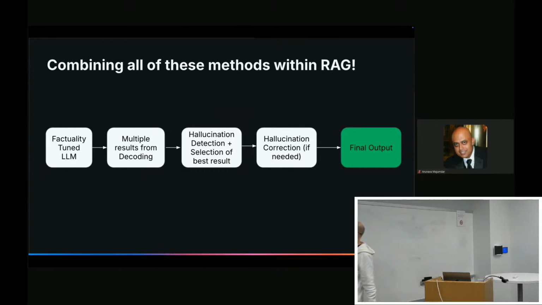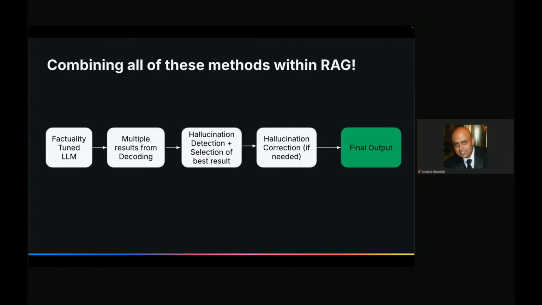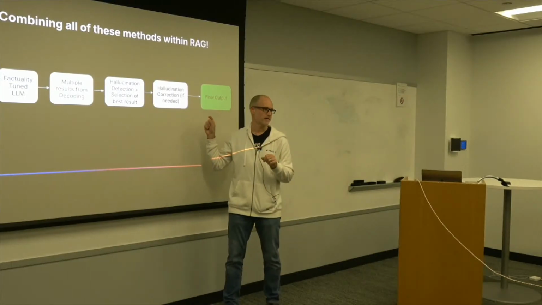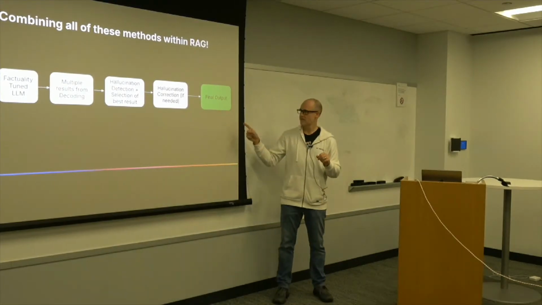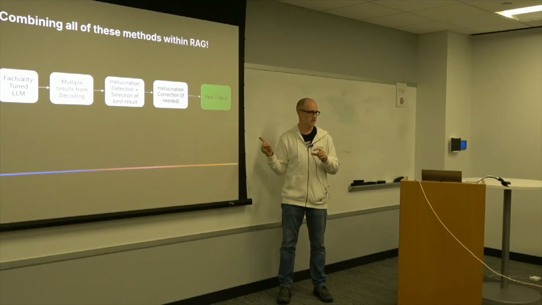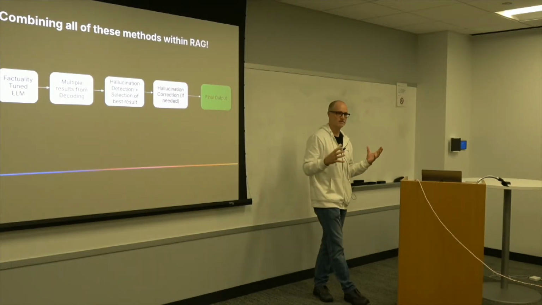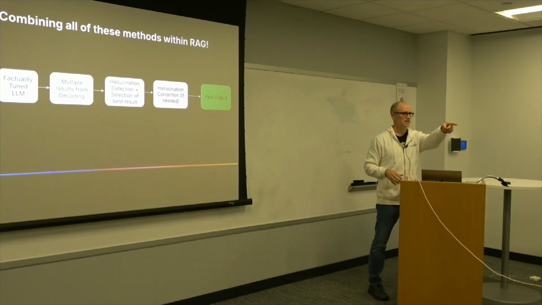So the current state-of-the-art approach here is to make sure your LLM has been tuned and trained for being more factual, and then get multiple results coming out at once, and then use the detection of hallucinations to pick the one that's most faithful to the facts that were given to it. And then if there are still hallucinations, go in and surgically correct them. That's how you can get to maybe not 0% hallucinations, but a lot closer to 0 than what you get with plain LLMs out of the box. I've got some demos in a second, but we'll do a question first.